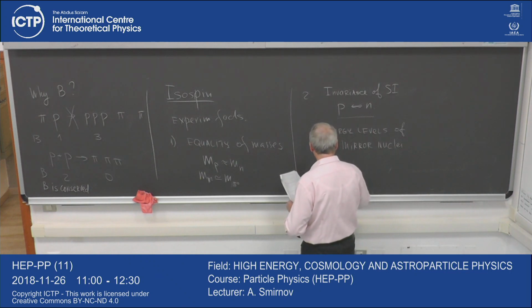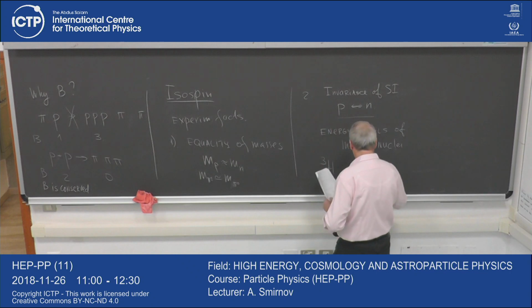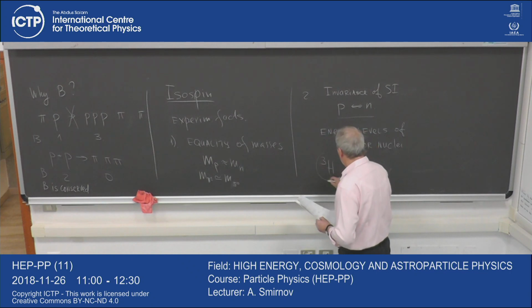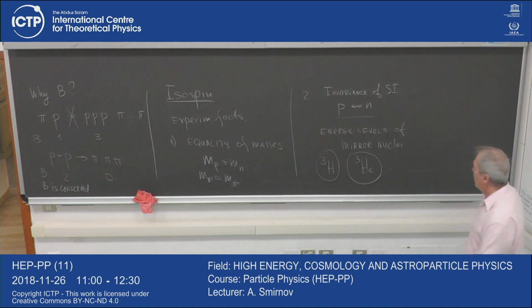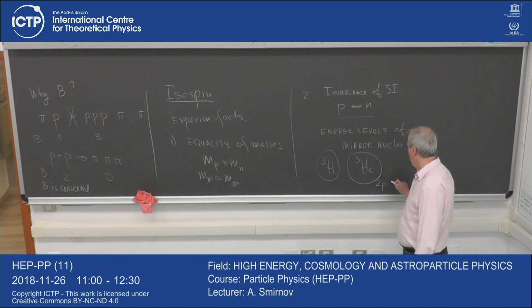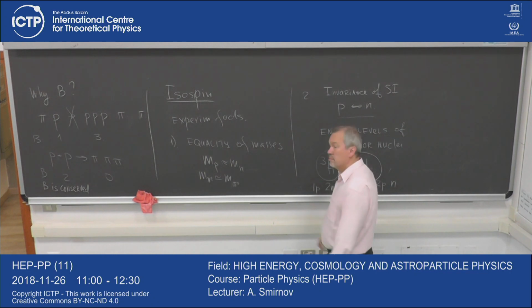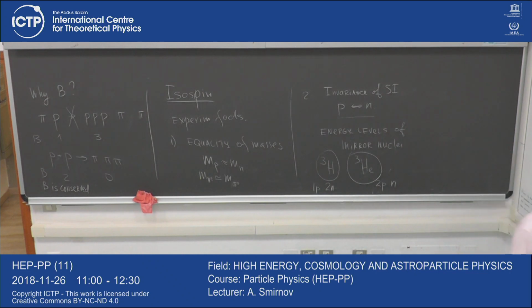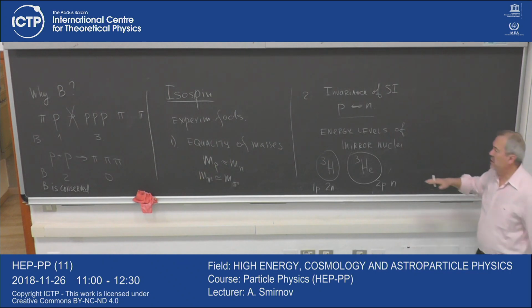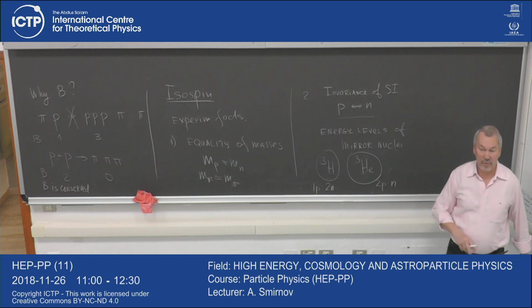One example is helium-3, sorry, tritium and helium-3. Helium-3 has 2 protons and 1 neutron, and tritium has 1 proton and 2 neutrons. So people have studied the energy levels. Apart from the ground state of these nuclei, you can excite nuclei by just scattering of photons and see what the energy levels are, like in the atom case. And what has been observed is that the structure of energy levels is very similar for tritium and for helium-3.